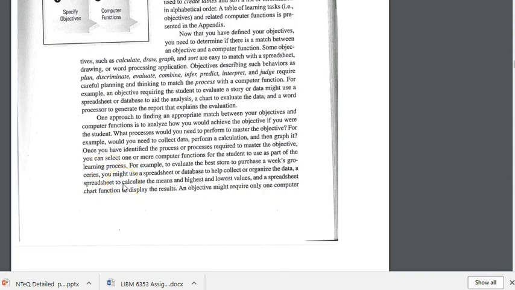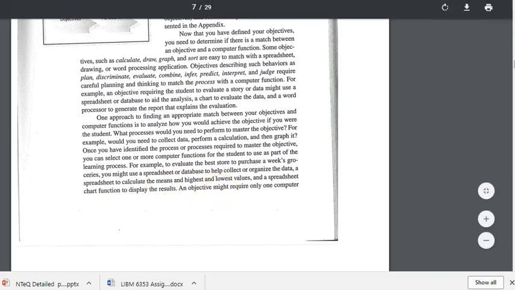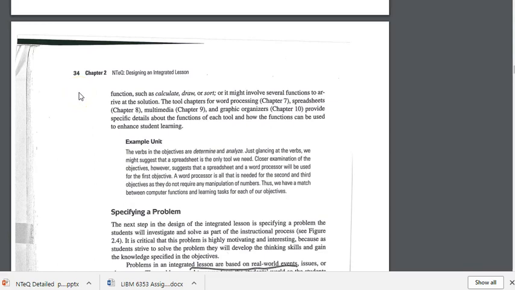For example, to evaluate the best store to purchase a week's groceries, you might use a spreadsheet or database to help collect or organize the data. A spreadsheet to calculate the means and highest and lowest values, and a spreadsheet chart function to display the results. An objective might require only one computer function, such as calculate, draw, or sort, or it might involve several functions to arrive at the solution.